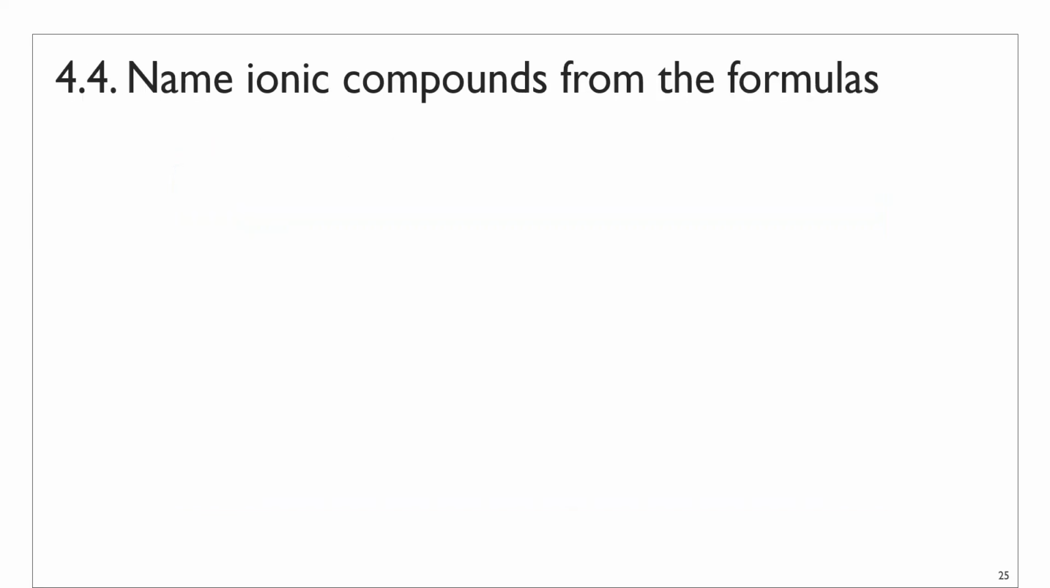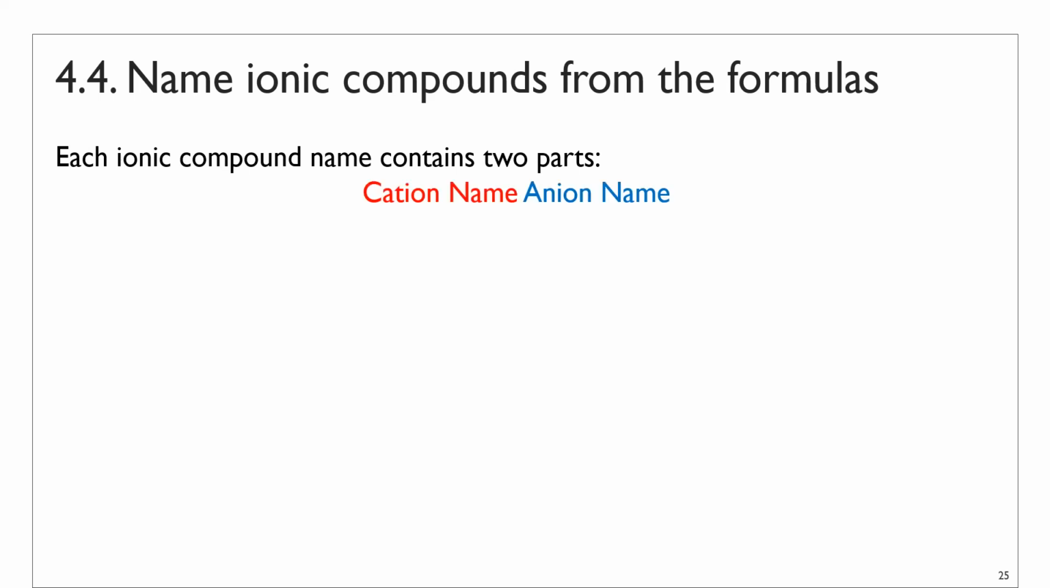Okay. All right, let's talk about 4.4. So two skills. 4.4 is naming ionic compounds, and 4.5 is writing the formulas for ionic compounds. So we're just going to look at the names. If I ask you to name an ionic compound, I will give you the formula first. Generally speaking, each ionic compound name contains two parts. So you will have a cation name and an anion name.